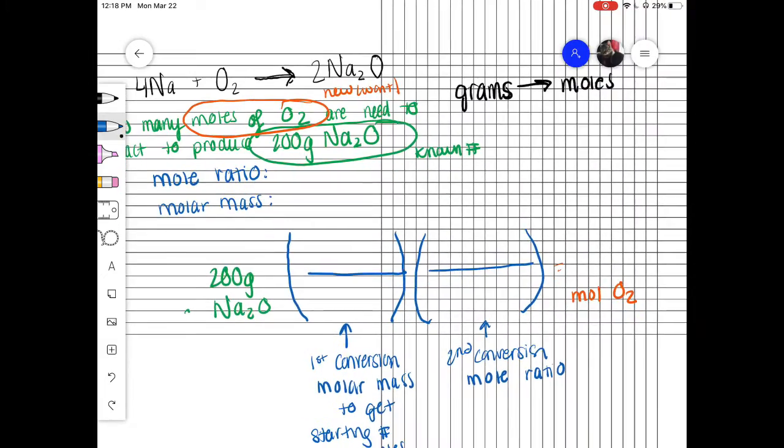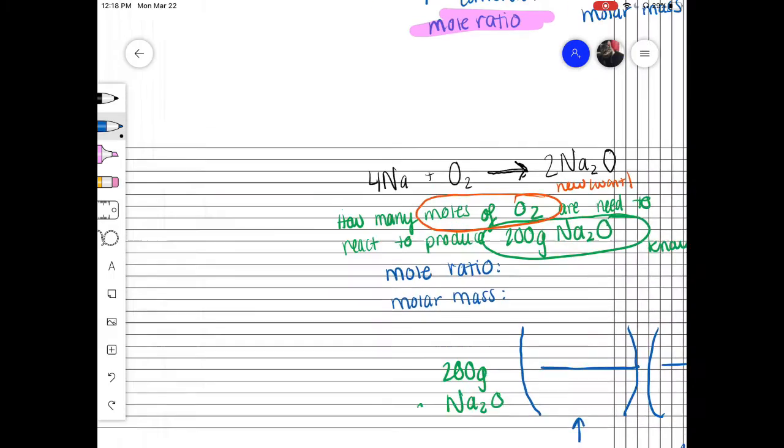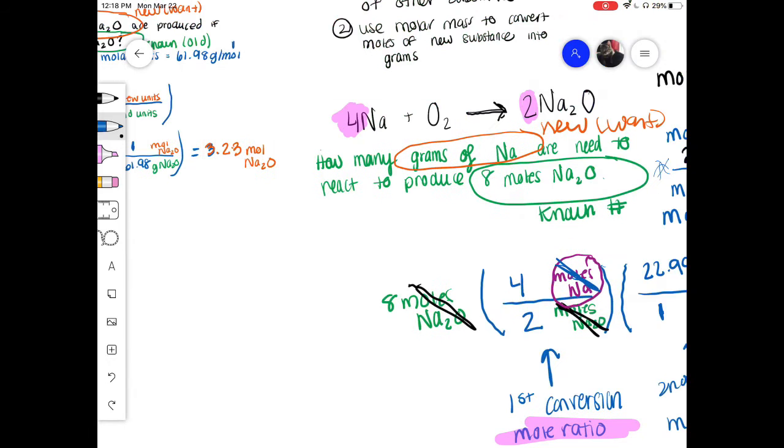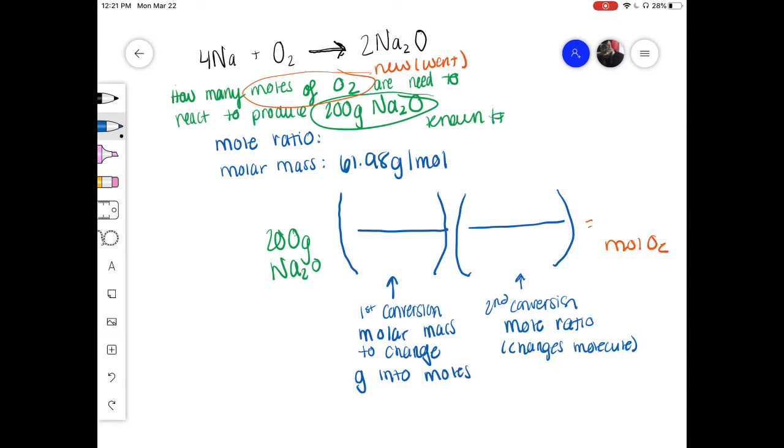Because we're starting with grams of Na2O, the molar mass that we're looking for is for Na2O, because we have to put that into moles before we can change it. From the previous video, we know that our molar mass of Na2O is 61.98 grams per mole.